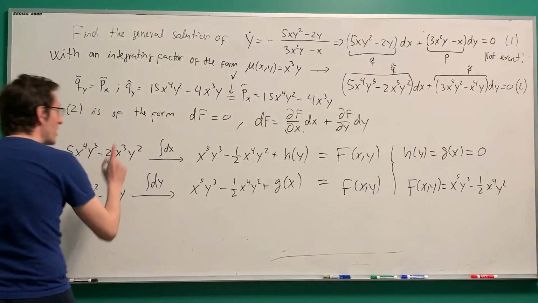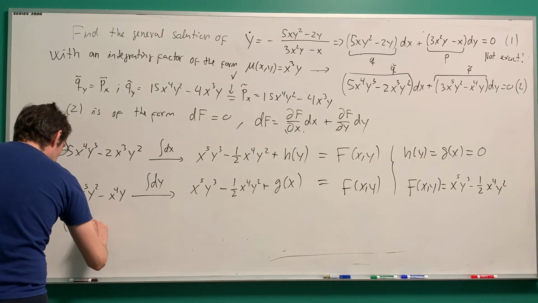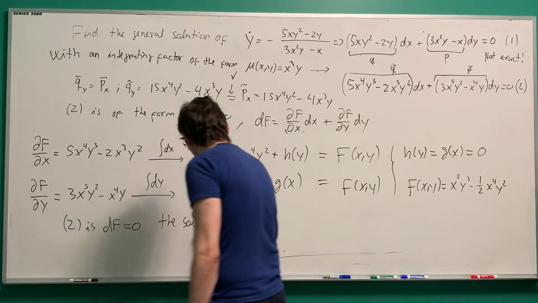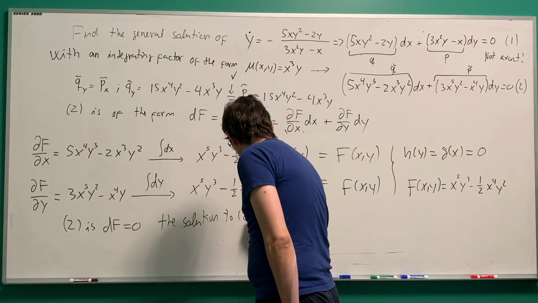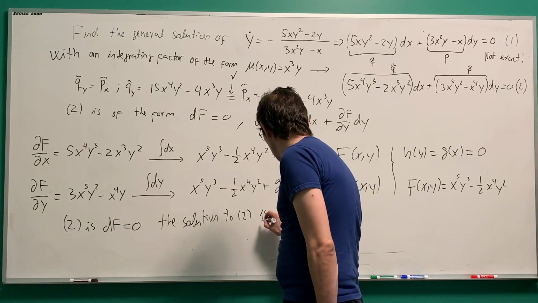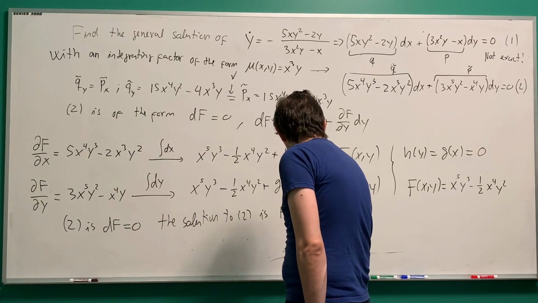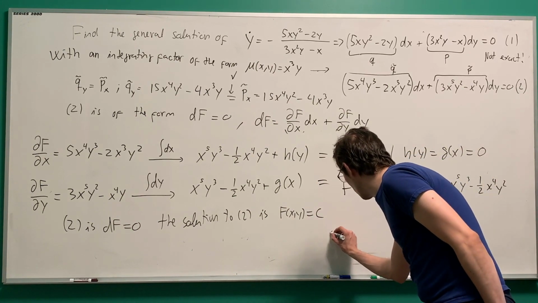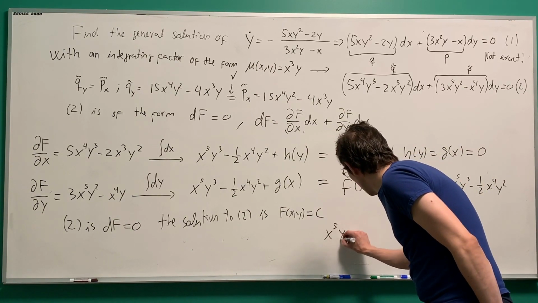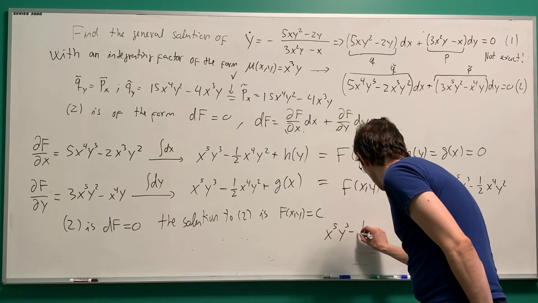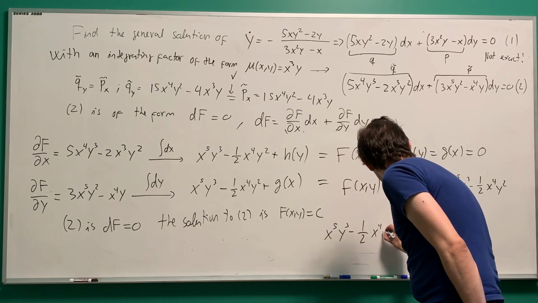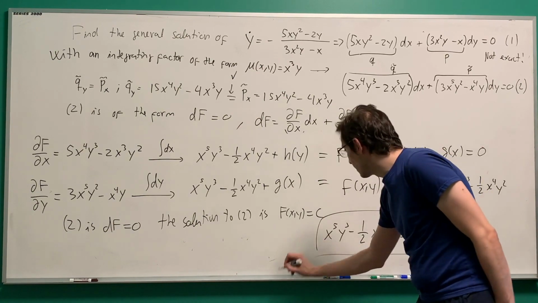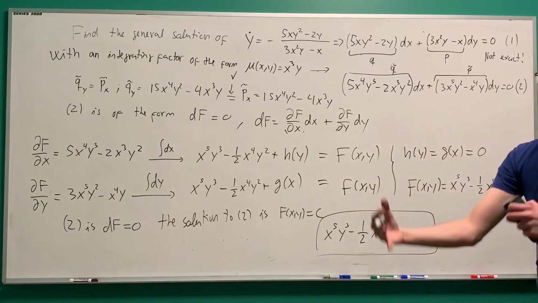Remember the solution, because equation 2 is df equals 0. The solution to 2 is, integrating that, f of x y equals constant. All right, so let's write that. That's the solution. That would be a very stupid way of losing marks, right? Not writing this. x to the 5 y cubed minus 1/2 x to the 4 y squared equals constant. That is the solution to the problem in implicit form.